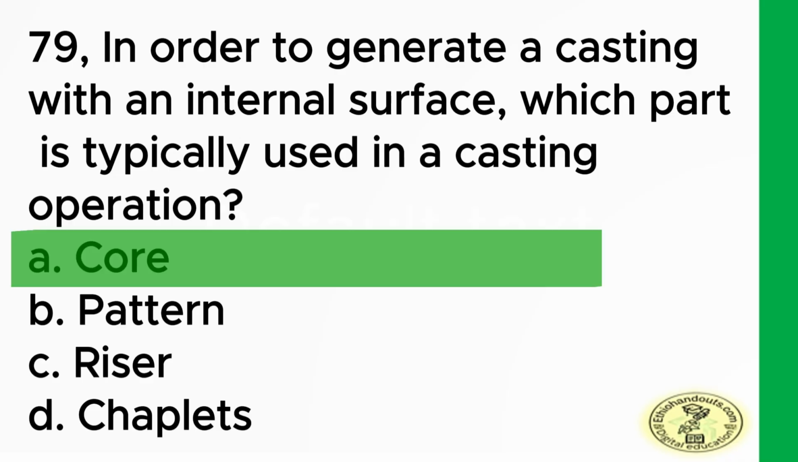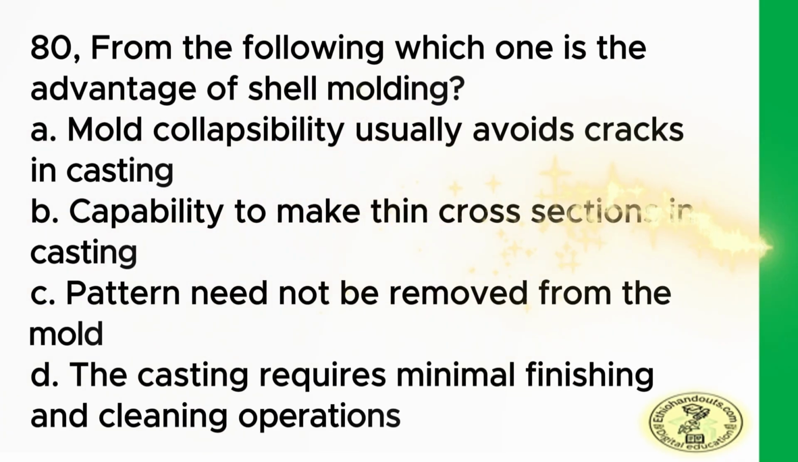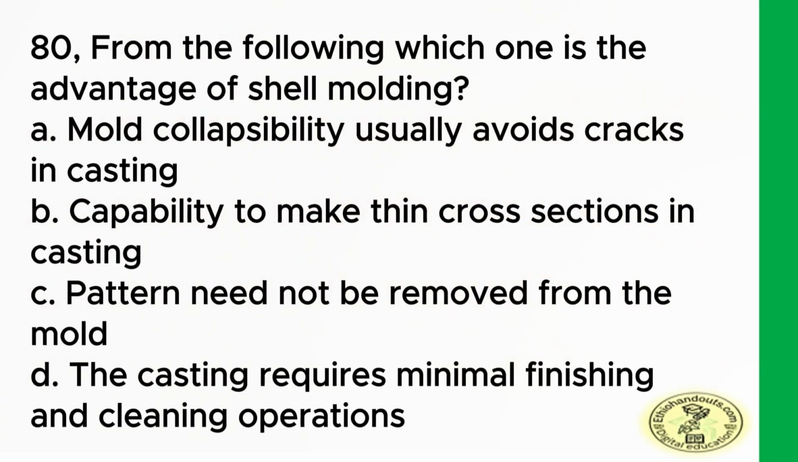The correct answer is A. Core. 80. From the following which one is the advantage of shell molding? A. Mold collapsibility usually avoids cracks in casting, B. Capability to make thin cross-sections in casting, C. Pattern need not be removed from the mold, D. The casting requires minimal finishing and cleaning operations.